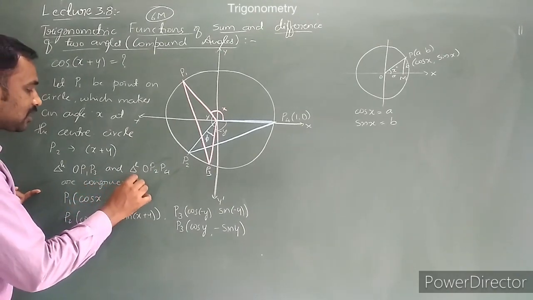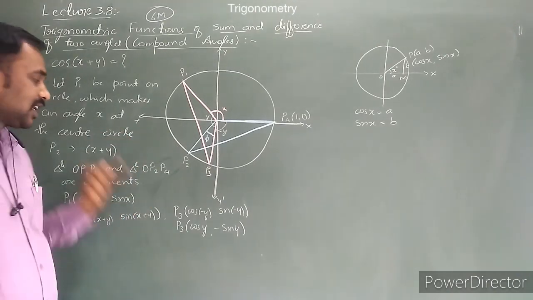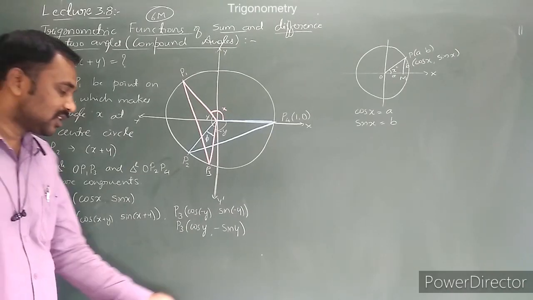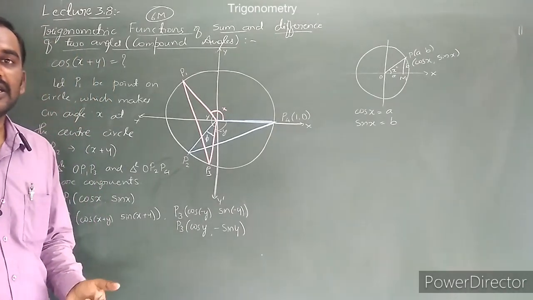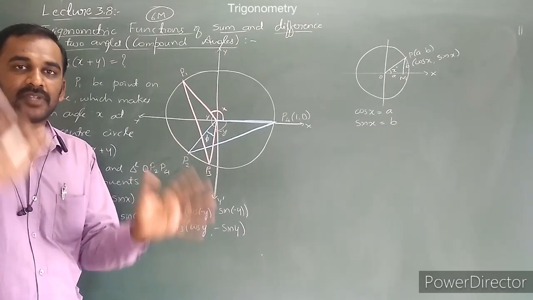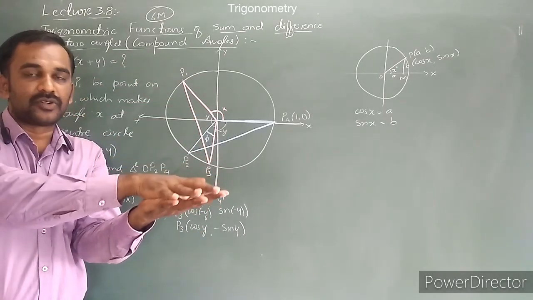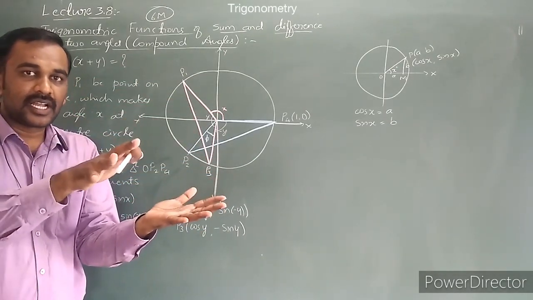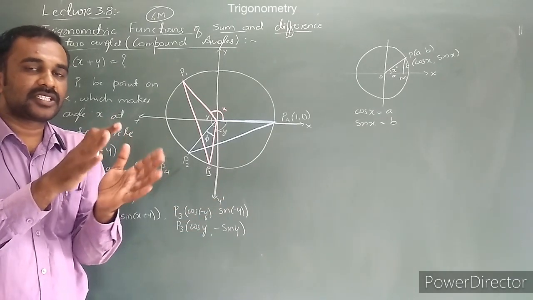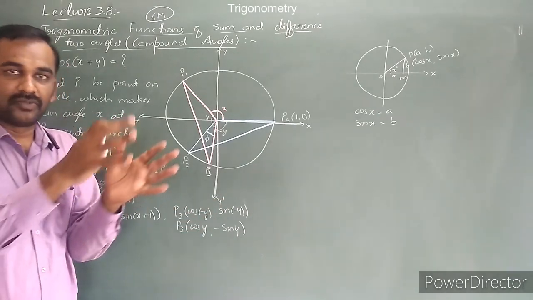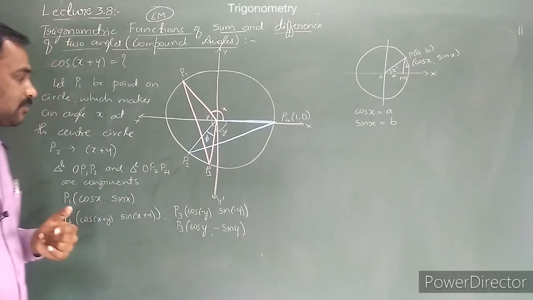These two triangles are congruent. Why are these two triangles congruent? What is it? Congruent triangles. Congruent is nothing but exactly the same size and the same shape. Two hands are congruent to each other. So two triangles are said to be congruent means they have the same sides and the same angles, the same size and the same shape.